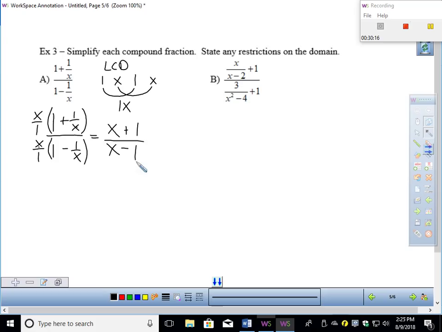And that's it. Notice how much more simply this is expressed than what we started with. This is what's called a simple fraction. That's a compound fraction. Same values in here work as they did here. Okay, before I do forget, restrictions on the domain. Looks like x can't be 0, so I go back to the original.